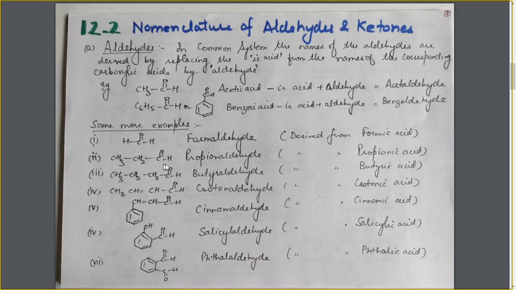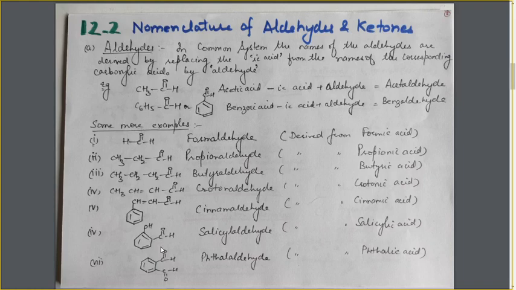For 3 carbon aldehyde, the corresponding carboxylic acid is propionic acid. It gives propionaldehyde. For this 4 carbon aldehyde, the corresponding carboxylic acid is butyric acid, having 4 carbon atoms. In case of this compound, the name of carboxylic acid is crotonic acid. This gives rise to the name of aldehyde, crotonaldehyde. Now in this compound, the name of carboxylic acid is cinnamic acid. If we replace this ic acid with aldehyde, the name becomes cinnamaldehyde.